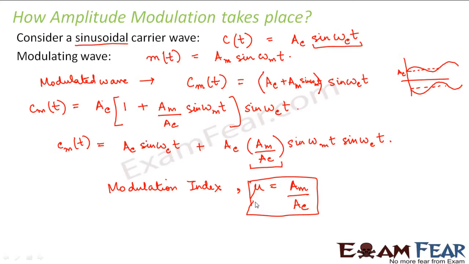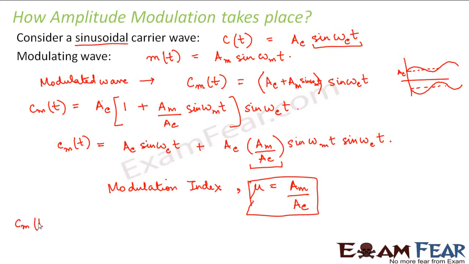Basically, this ratio tells us how much modulation will actually take place, because in amplitude modulation, the modulation happens on the amplitude. How much modulation will occur depends upon the amplitude of the carrier wave and the amplitude of the modulating wave. So this is the modulation index. It is denoted by mu. So we can replace this AM by AC with mu.